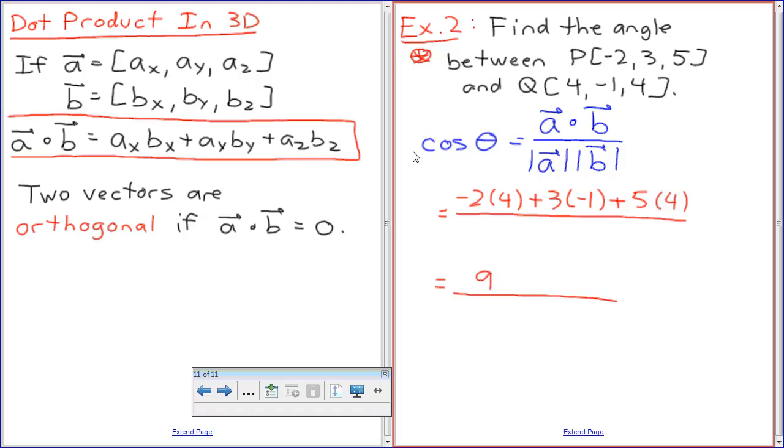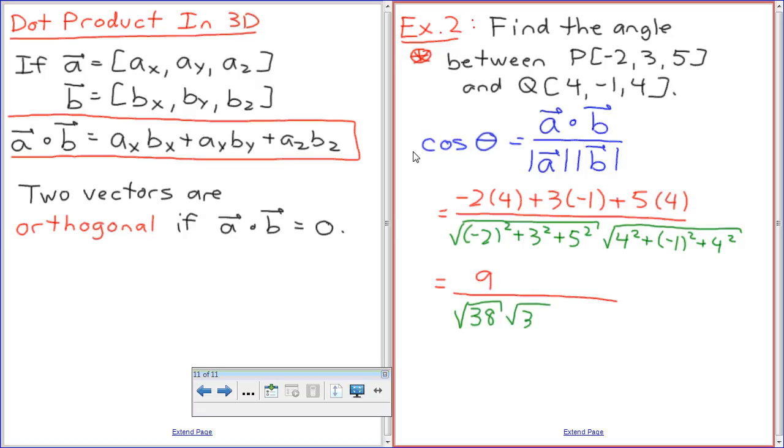Okay, for the denominator, it's just going to be the square root of negative 2 squared plus 3 squared plus 5 squared, times the square root of 4 squared plus negative 1 squared plus 4 squared, which is equal to the square root of, oh boy, 4 and 9, how much? 38? Yeah. And this one's 33. And theta should equal 75.3 degrees.